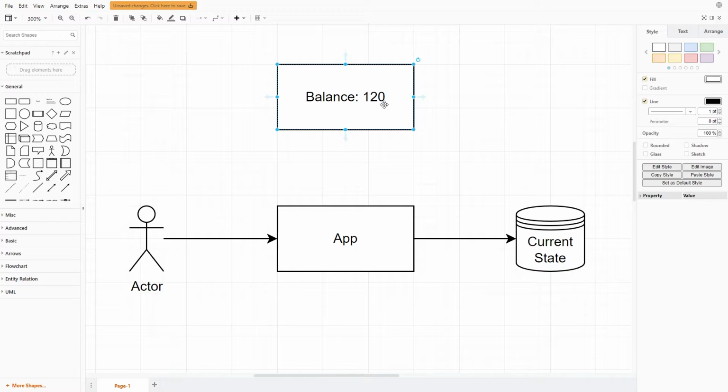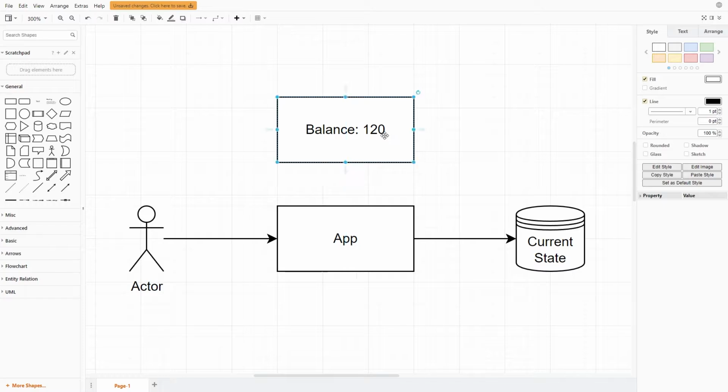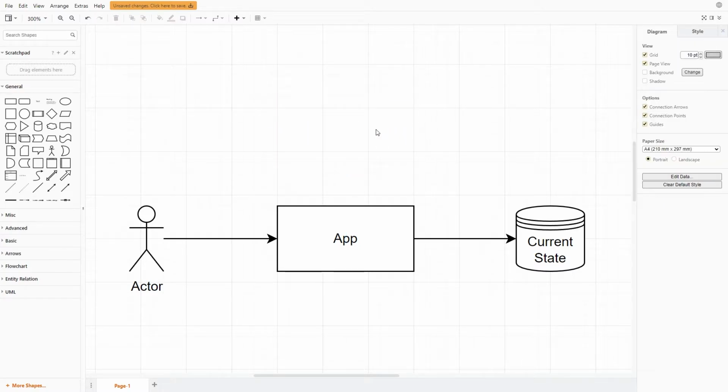What if he's telling the truth and we have a bug in our system? So we somehow removed 90% of his balance. So he had 100,000 and we only have 120 in the database right now. What if he's lying? And we can't really check both of those cases because we only have our current state. And that's the biggest problem with Crud.